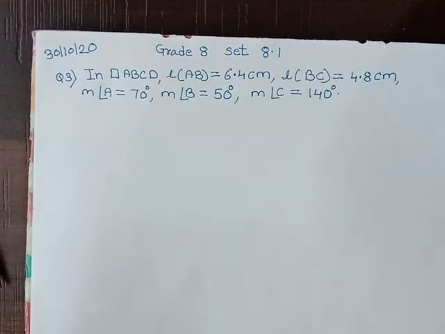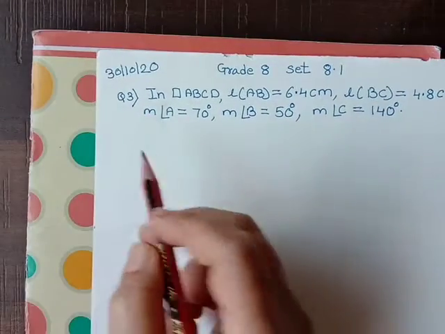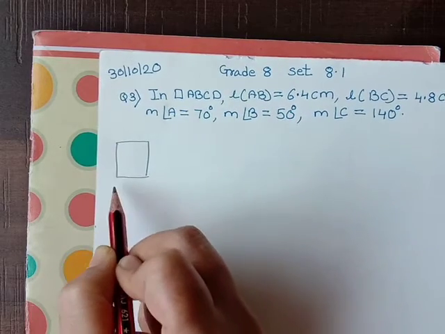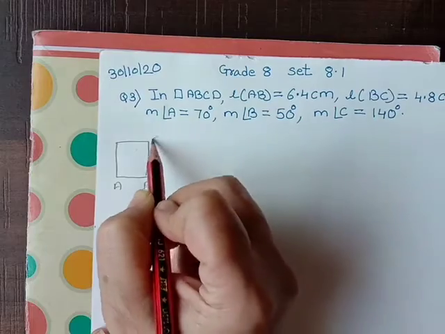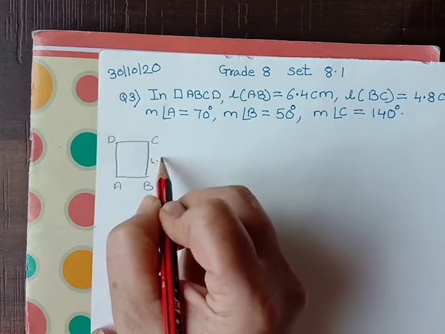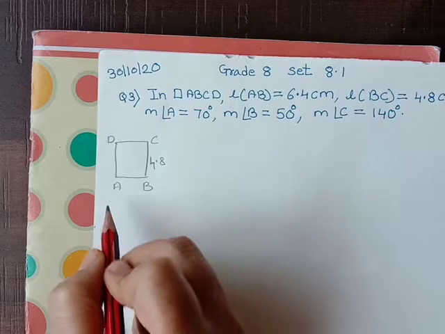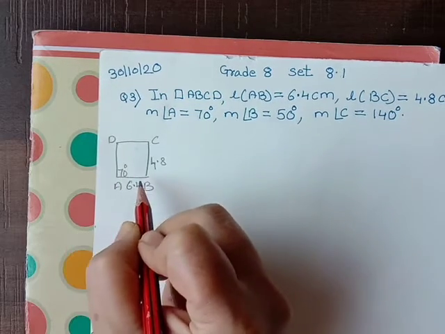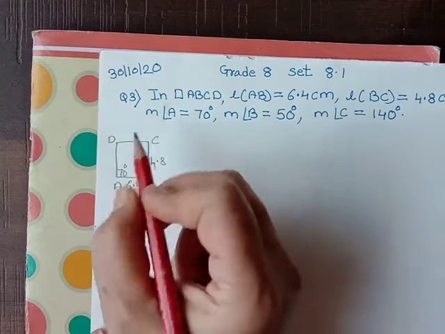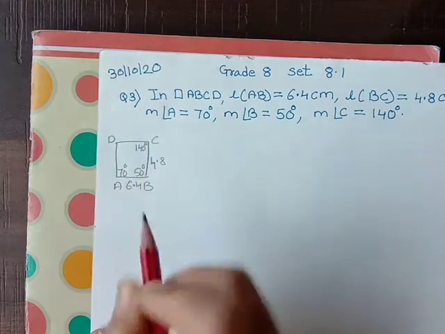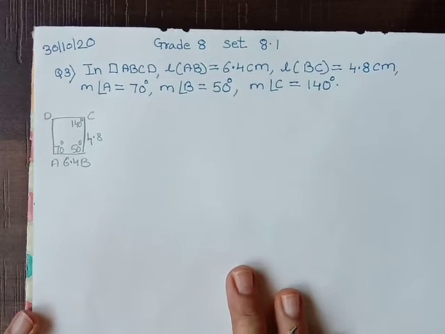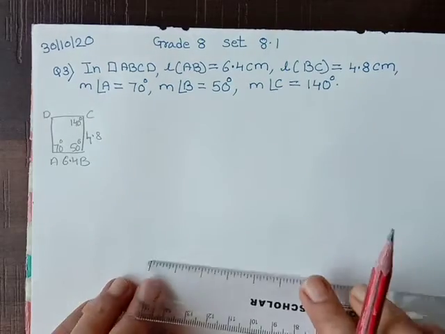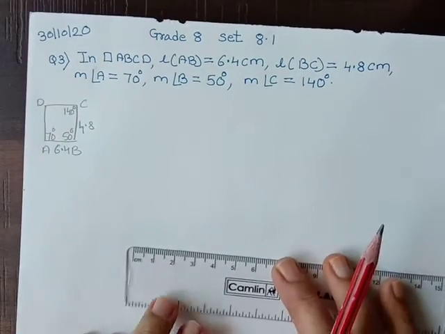So let me draw this on my fair page also on a side. Here I am drawing what I am going to draw. I have A, B, C, D. This is 4.8. Then this is 6.4. This is 70 degrees. This is 50 degrees. And this is 140 degrees. Now looking at this, can we draw? Let's draw the quadrilateral. First we are going to draw base AB, which is 6.4.